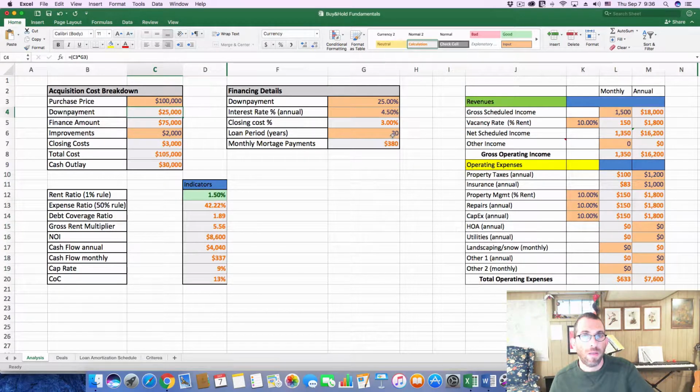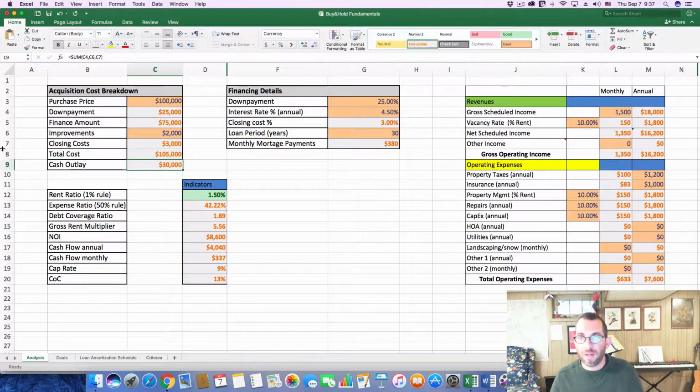What else you got? Closing cost is a function of the price. When it's below 400,000, it's 3% of the deal. When it's over 400,000, it reduces to 2%. I always assume that you're going to have some kind of improvement, so I put in $2,000 here. And in the end, that gives you your total cost for the deal as well as how much you're going to be paying at closing, which here is a combination of the 3,000 closing costs plus the 2,000 improvements.